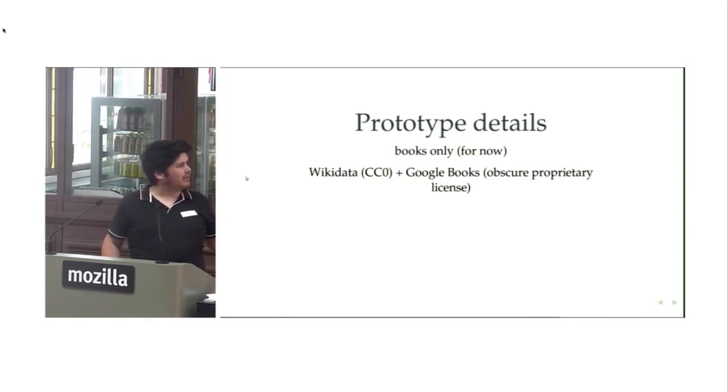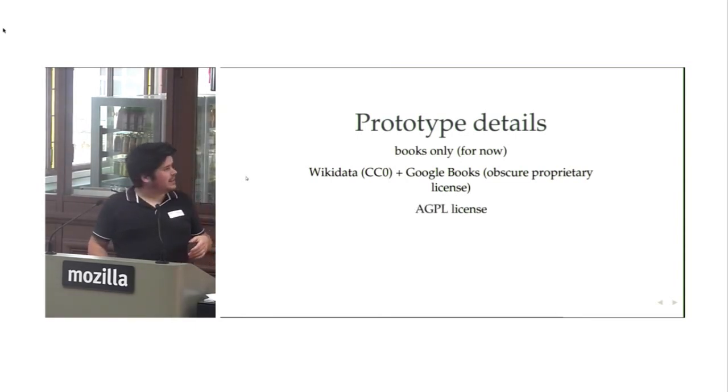And I complete it with an obscure proprietary database named Google Books, where I find complementary data on the books, especially ISBNs that are often missing from Wikidata. It's AGPL licensed, and the code is available on GitHub.